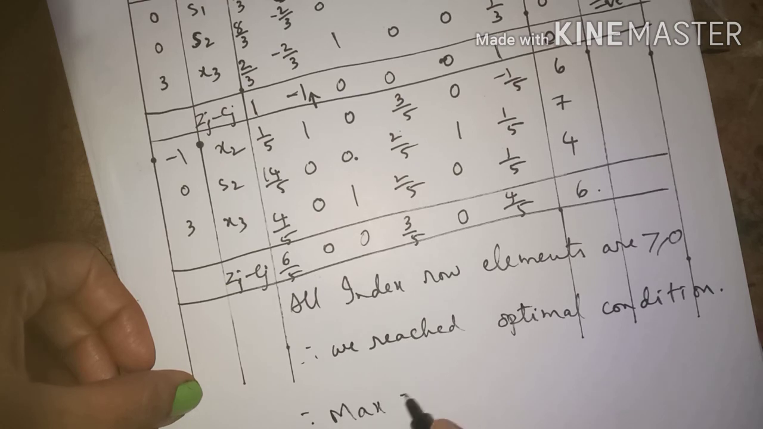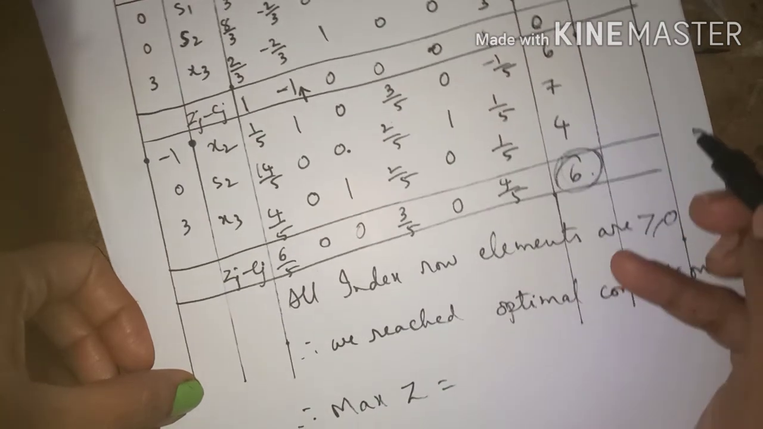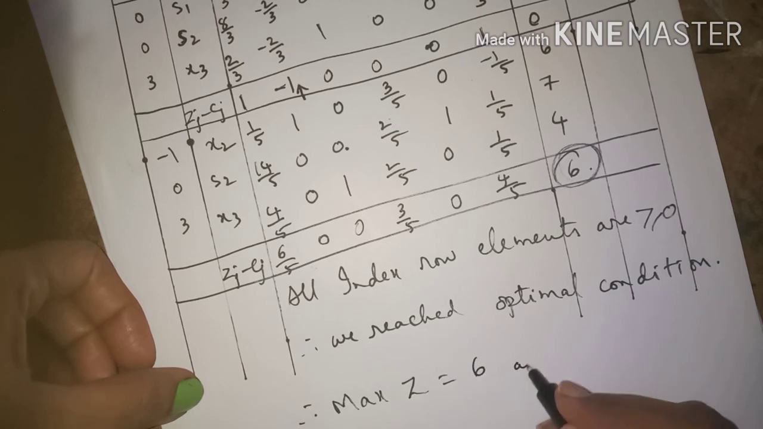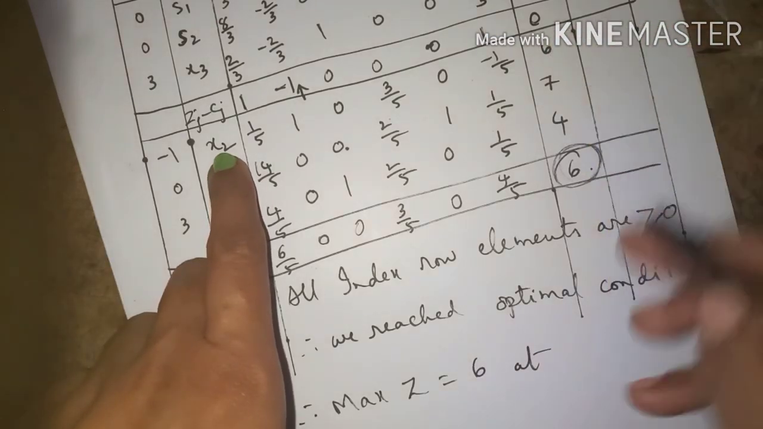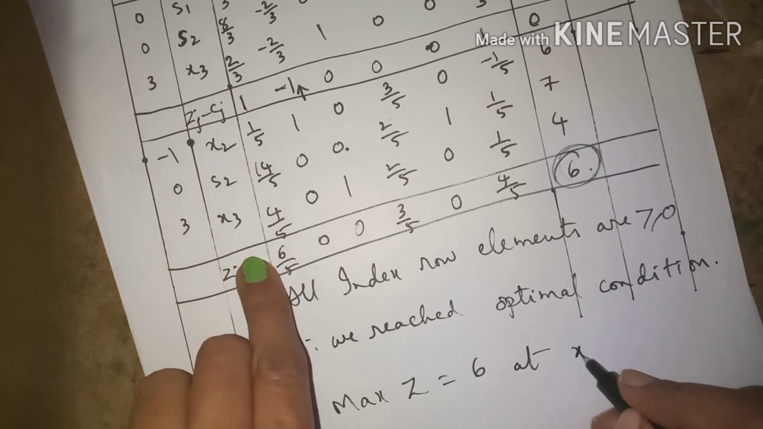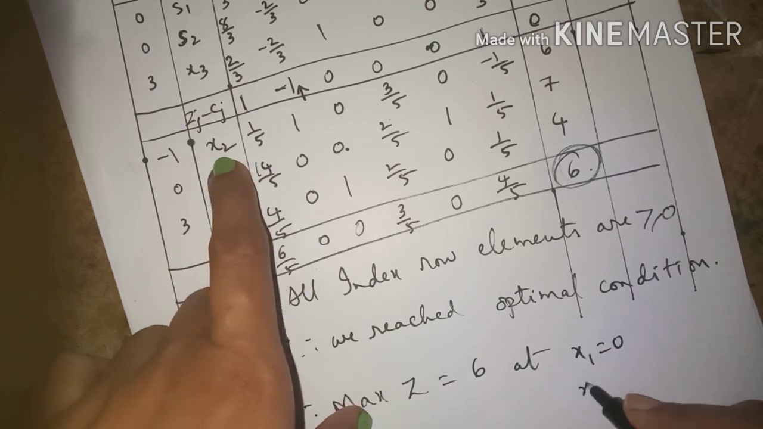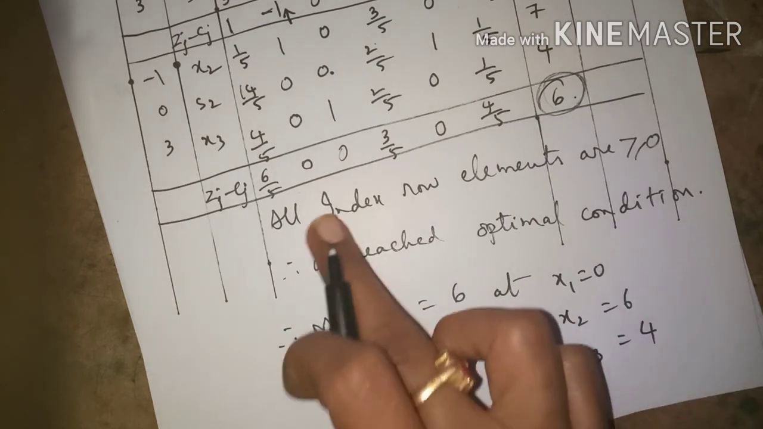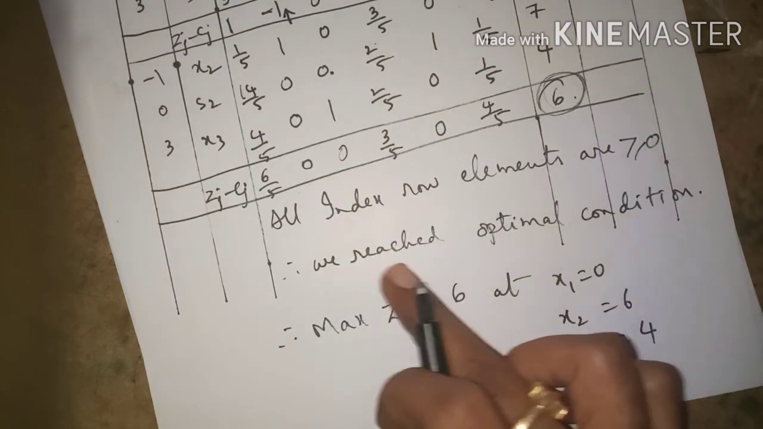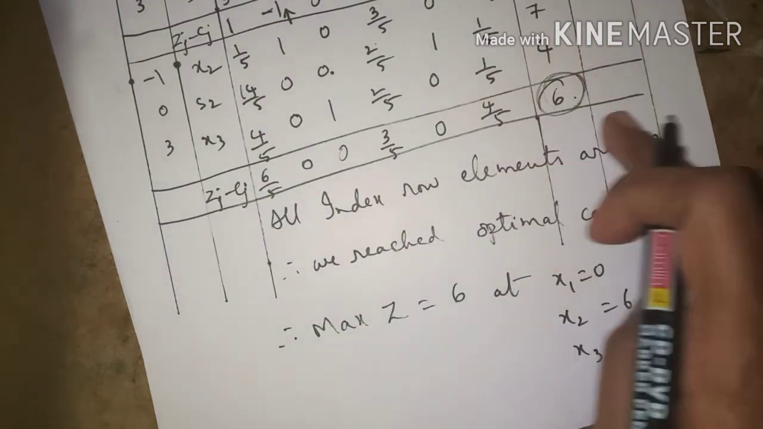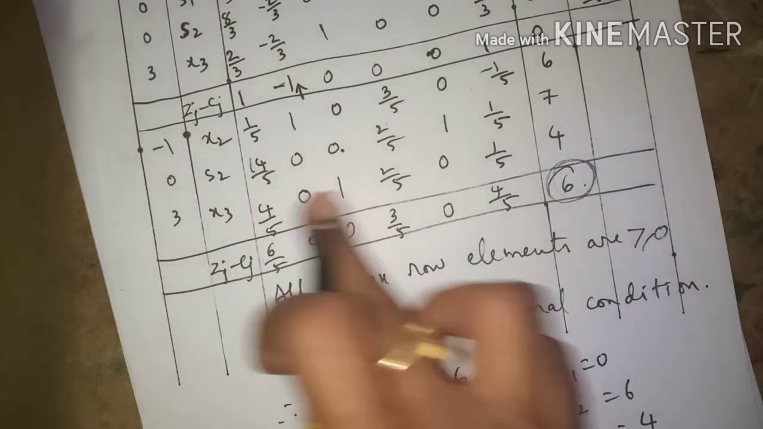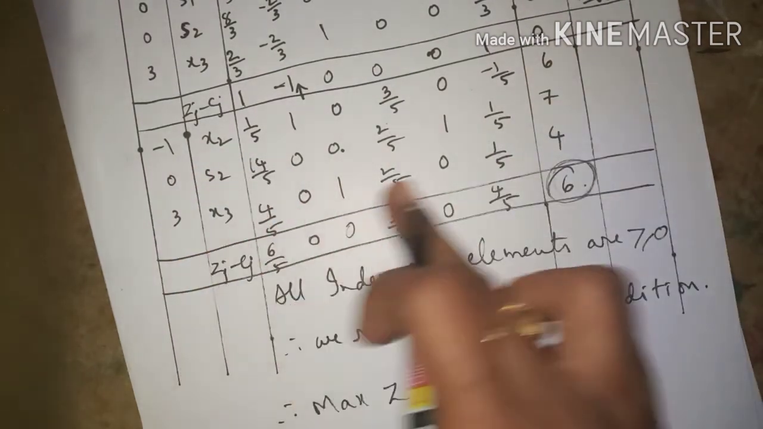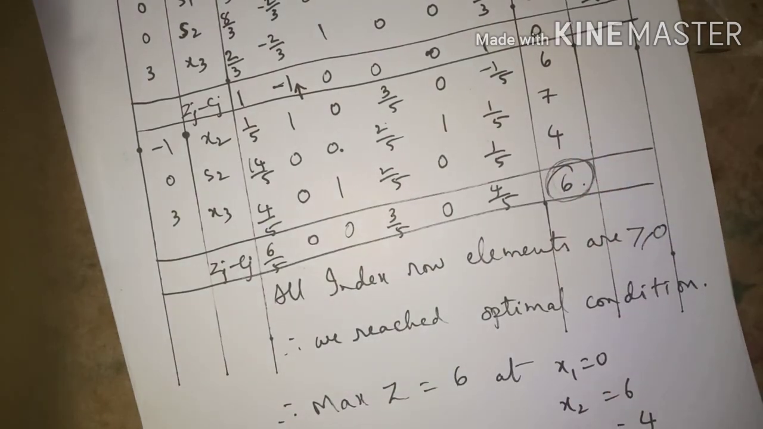Therefore, max z is equal to whatever the right side corner value we have got. There is no x1, that's why x1 is equal to 0. x2 is equal to 6. x3 is equal to 4. Index row is greater than or equal to 0 for all, so we reached the optimal condition. Maximum z, whatever the right side corner you have got, that value is the answer. At x1, there is no x1, that's why x1 is 0, x2 is 6, x3 is 4. This is the answer. Thank you.